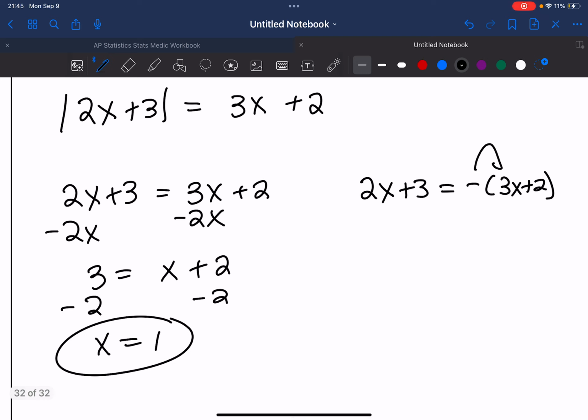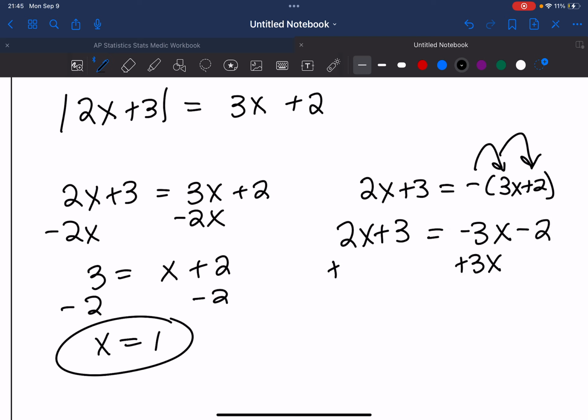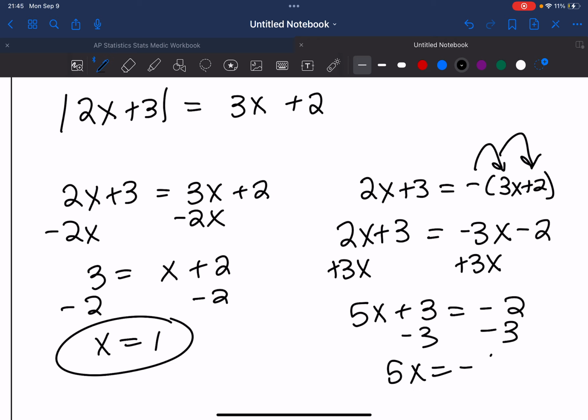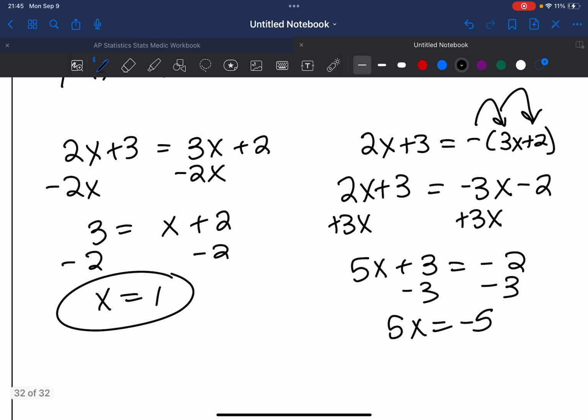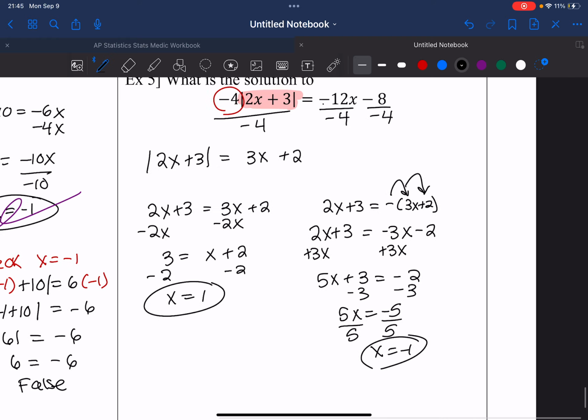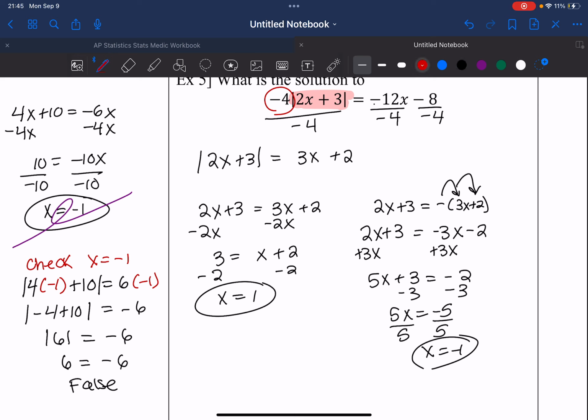On the other side, I need to first distribute the negative, so I have 2x plus 3 is equal to negative 3x minus 2. I'm going to add the 3x to the other side, and I get 5x plus 3 equals negative 2. I'm going to subtract the 3, and I get 5x is equal to negative 5, which means I get x is equal to negative 1. So another possible answer. But before I can say this is my answer, I need to check both x equals 1 and x equals negative 1.